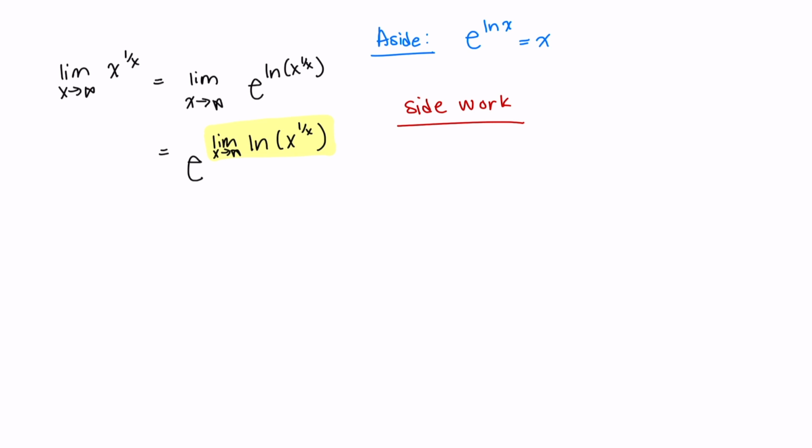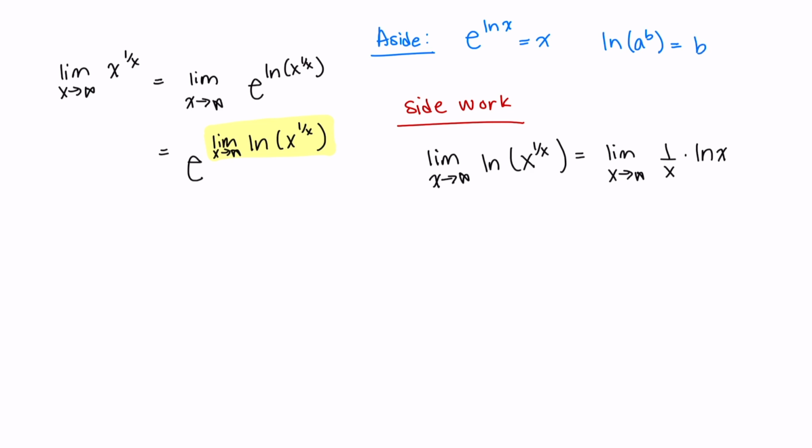And in my side work, I'm going to evaluate the limit as x approaches infinity of the natural log of x to the 1 over x power. This can be rewritten as the limit as x approaches infinity of 1 over x times the natural log of x. And if you don't see how I got here, that's because if I have the natural log of a to some power, say b, I can write this as b times the natural log of a. Okay, let's continue.